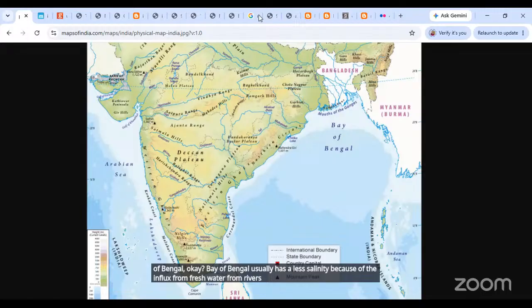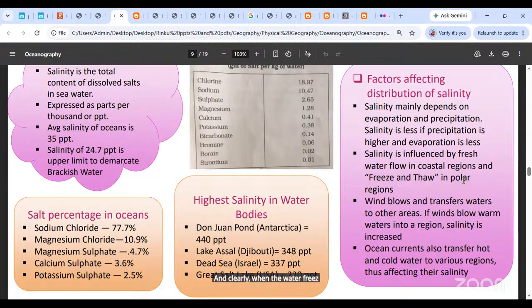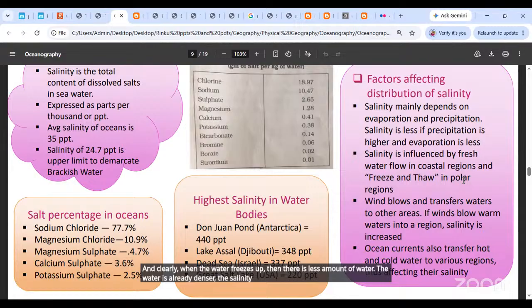Also, if you're in a polar region and there is freeze and thaw, when in summers the ice melts, all that fresh water is released into the water bodies available. At that time clearly the salinity will be a little lower. And when the water freezes up, there is less amount of water. The water is already denser, so the salinity will feel like it is a bit higher. So that freeze and thaw will also happen.